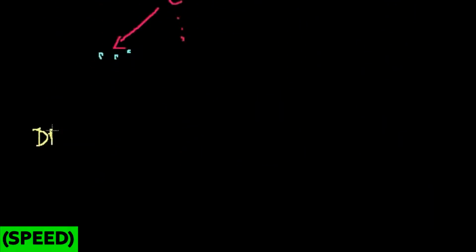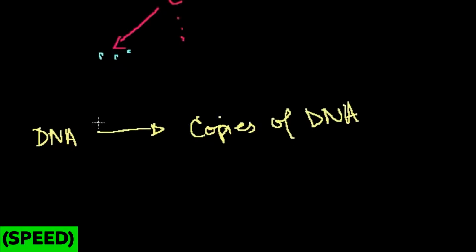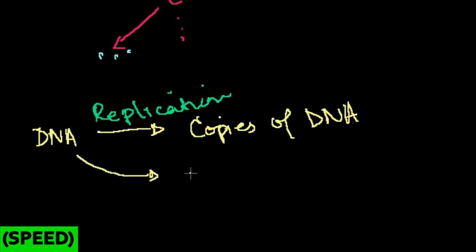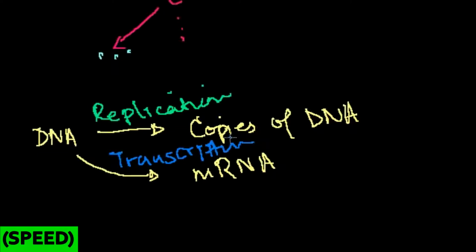So if we start with DNA, and we're essentially making copies of DNA, this is replication. You're replicating the DNA. Replication. Now, if you're starting with DNA and you are creating mRNA from the DNA template, this is transcription. You're transcribing the information from one form to another. Transcription.